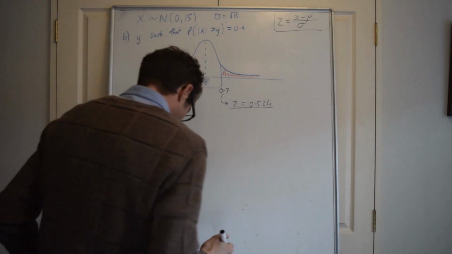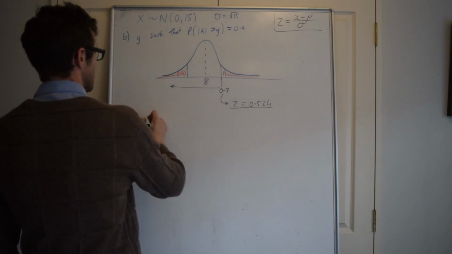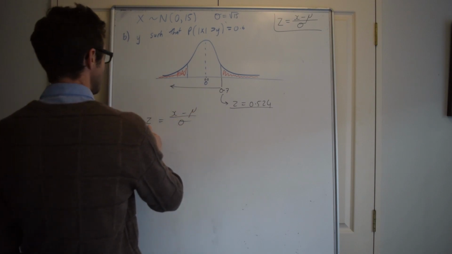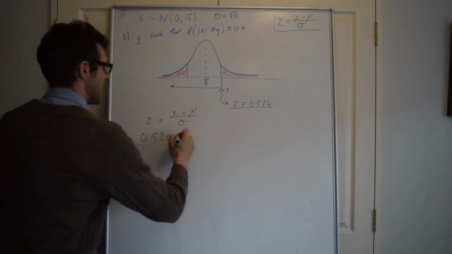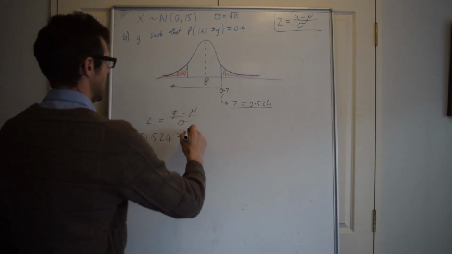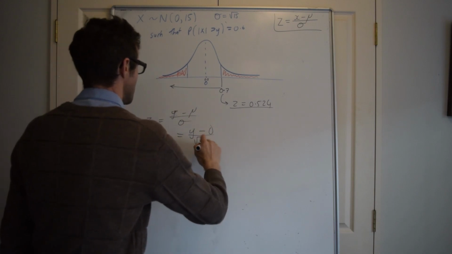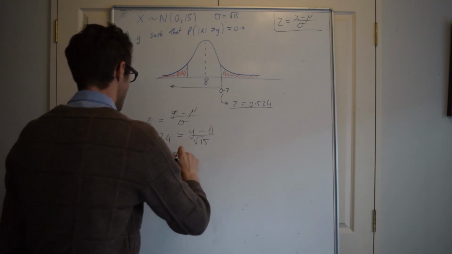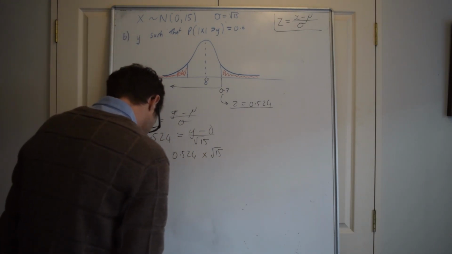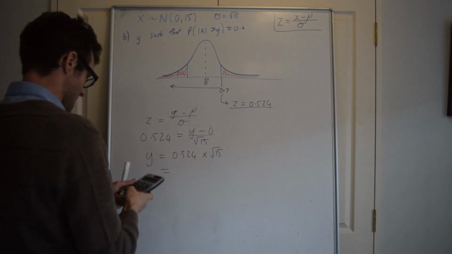Okay, now that I know that the Z number is this, I can find out what Y is. So, Z equals X minus mu all over sigma. In this case, Z is 0.524, and I know that X is equal, well, I don't know what X is, sorry, this should be Y, because we're asking for Y. Y minus mu, which is 0 in this case, all over square root 15, rearrange, Y is equal to 0.524 multiplied by square root 15, and that gives me, what does that give me? I think it gives me 2.029, I'm just going to check that.